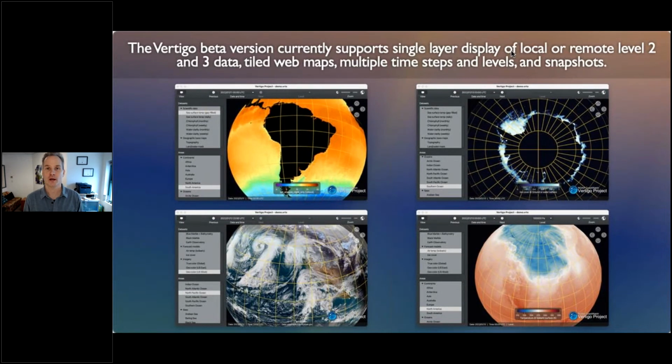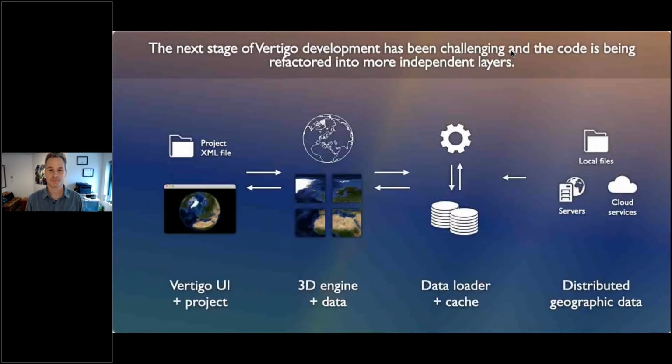The Vertigo beta version currently, version 0.7, supports a single layer display of a local or remote level 2 or 3 data, tiled web maps, which is kind of like prepared images like are used on the OCView website, and I'll show that. And multiple time steps and levels and saving of snapshots.